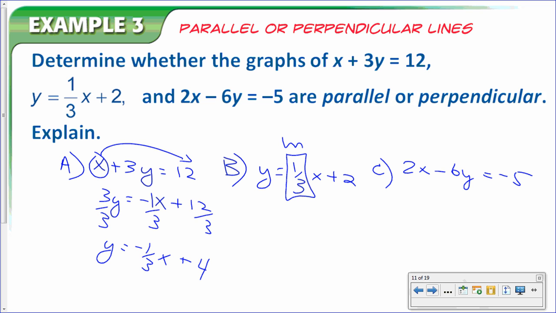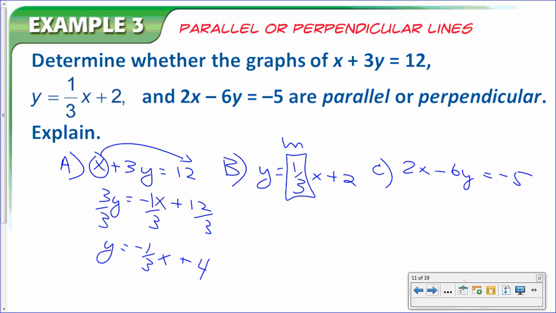Are they parallel? You sure? No, because it's negative. One's going down, one's falling, one's rising, so they're not parallel. Are they perpendicular? You sure? No. They're opposites, but they're not what? Reciprocals. Okay, so there's nothing with those.